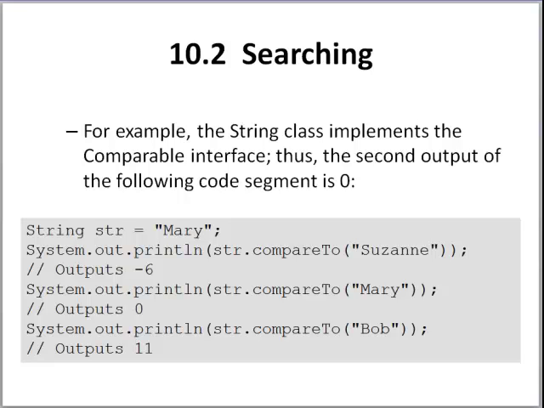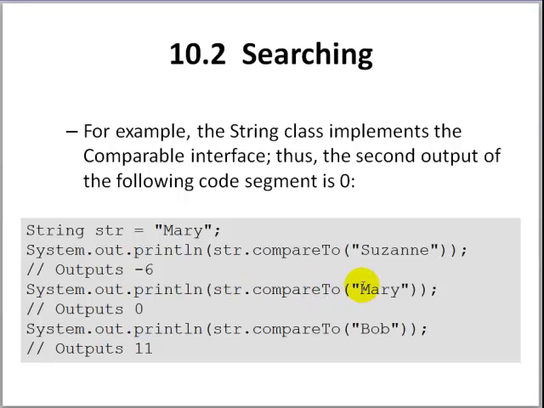Let's look at what some real outputs of compareTo with strings would be. We have string str and it's assigned Mary. And so then we print out str, which is Mary, compareTo Suzanne. And these are ordered, as we have talked about, alphabetically. Mary is less than Suzanne because uppercase M is a lower ASCII value than uppercase S. And str is less than Suzanne, therefore we expect a negative number. This one particularly prints out -6, but we don't really care about that value, we care that it's only negative.